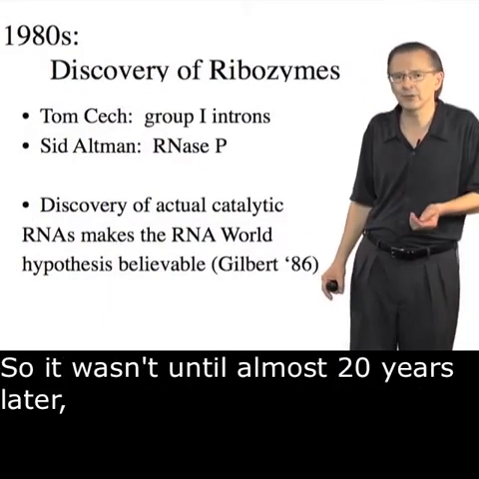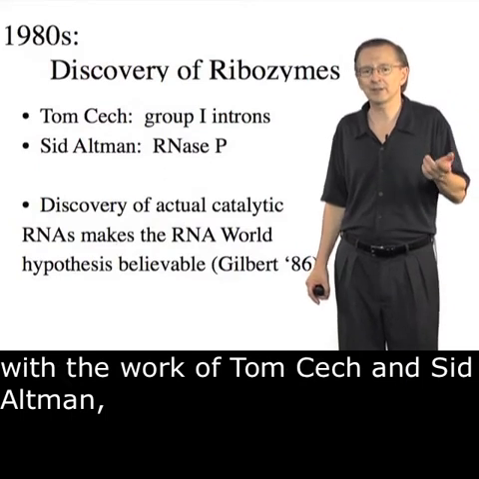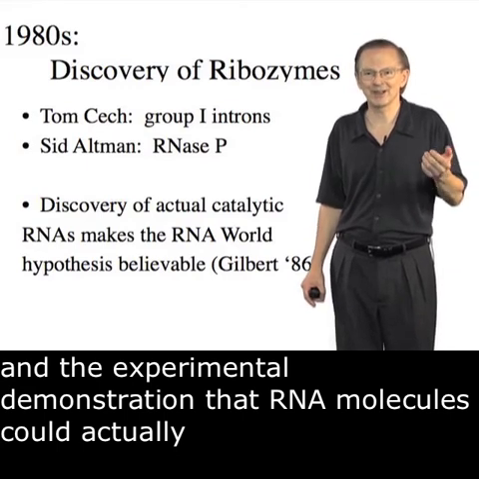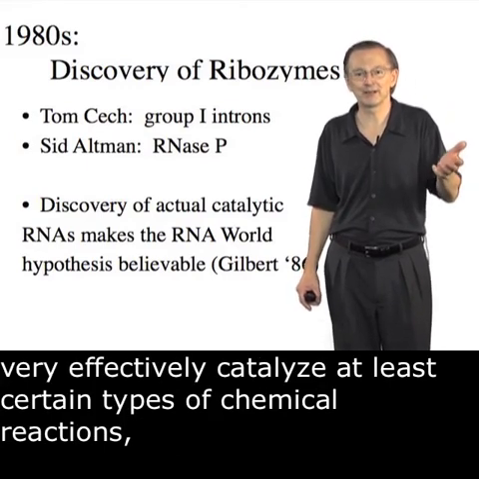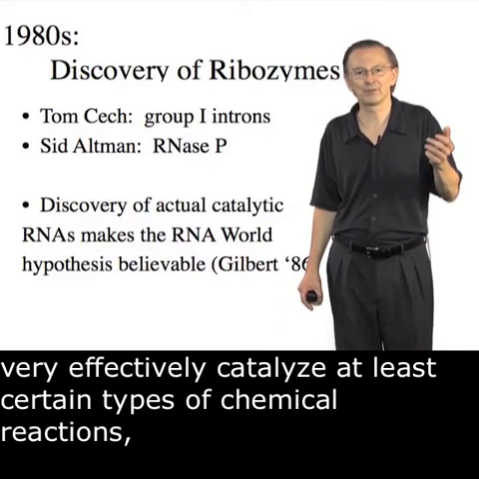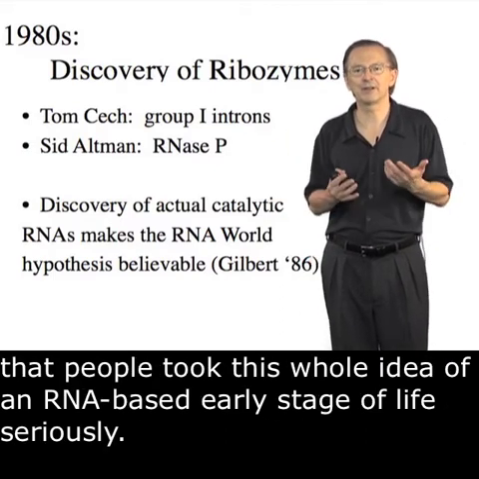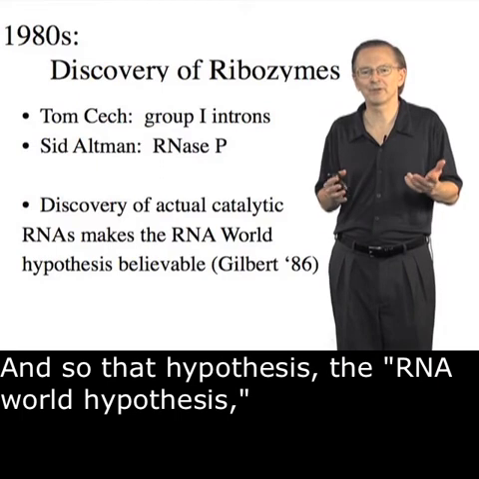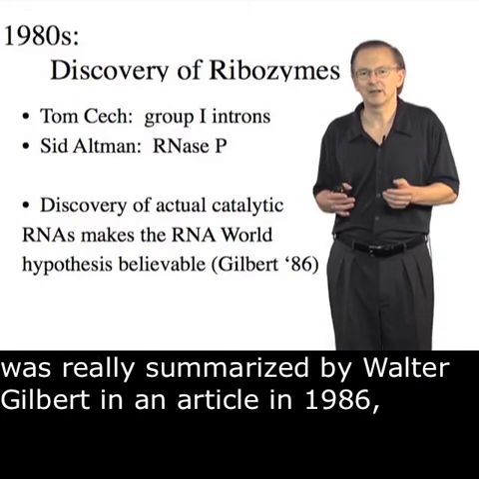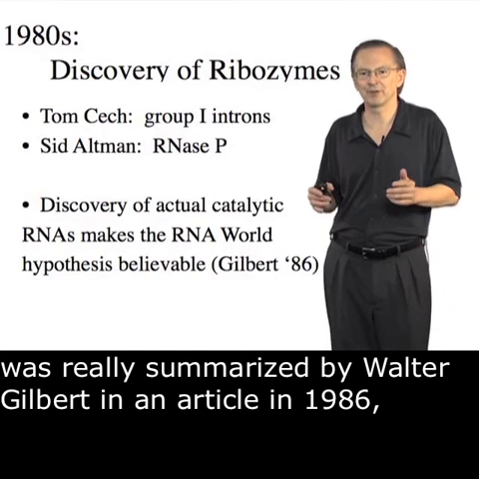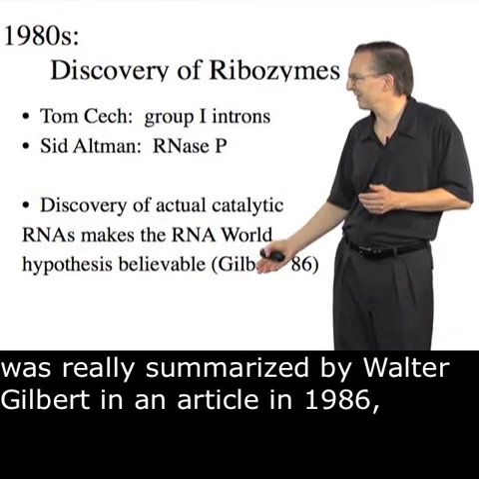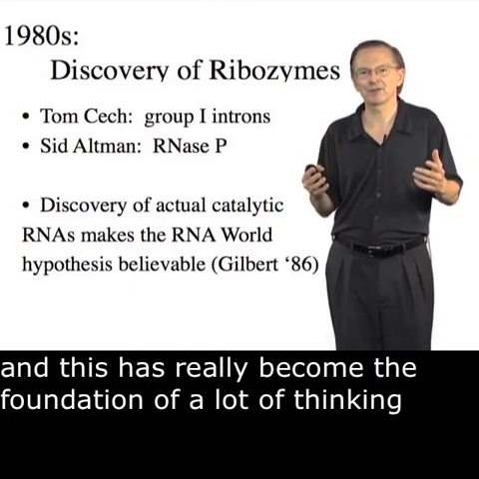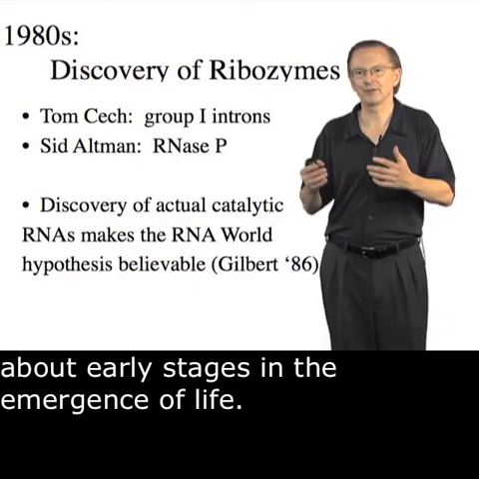So it wasn't until almost 20 years later, with the work of Tom Cech and Sid Altman, and the experimental demonstration that RNA molecules could actually very effectively catalyze at least certain types of chemical reactions, that people took this whole idea of an RNA-based early stage of life seriously. And so that hypothesis, the RNA world hypothesis, the ideas were summarized by Wally Gilbert in an article in 1986. And this has really become the foundation of a lot of thinking about early stages in the emergence of life.